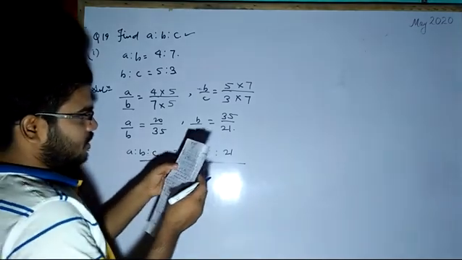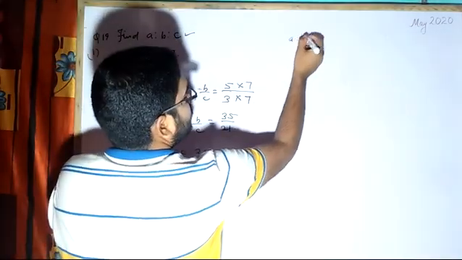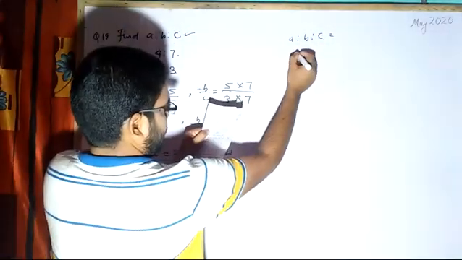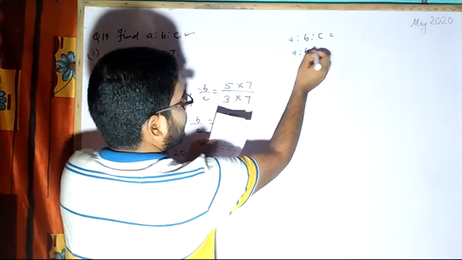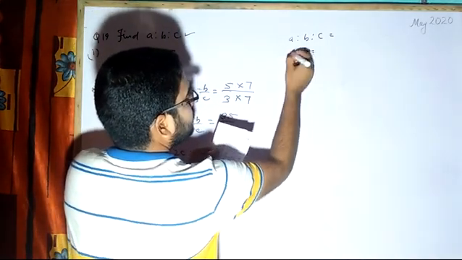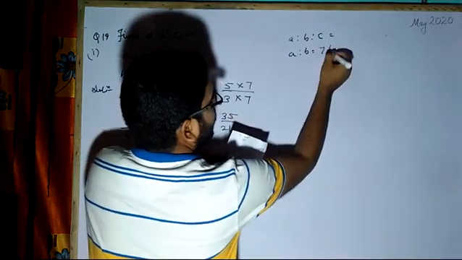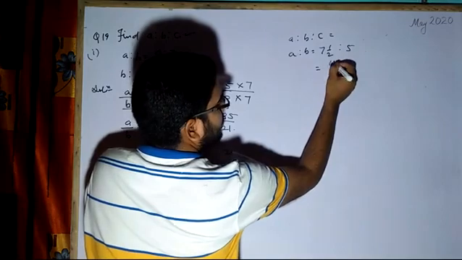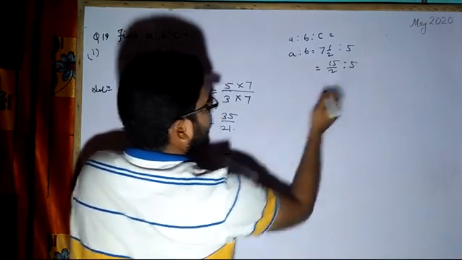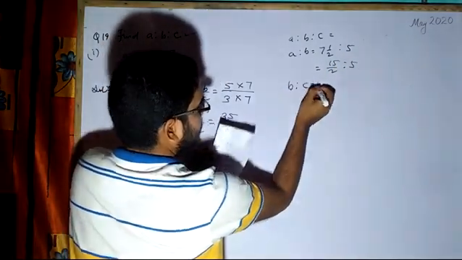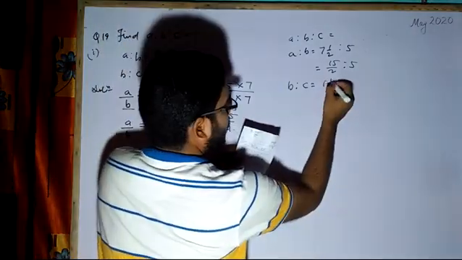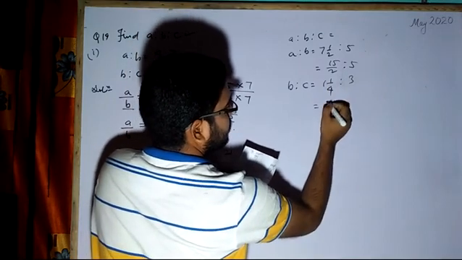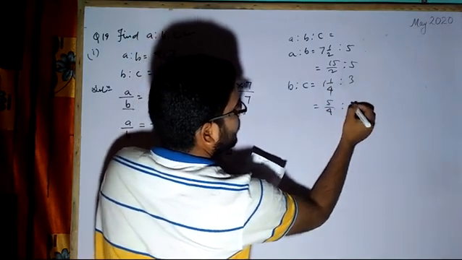Now the second part. In this also, A is to B is to C you have to find. They have given A is to B is equal to 7 whole 1 by 2 is to 5. That means 15 by 2 is to 5, and B is to C is equal to 1 whole 1 by 4 is to 3. So this means 5 by 4 is to 3.